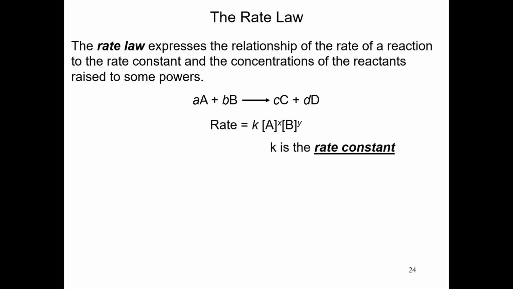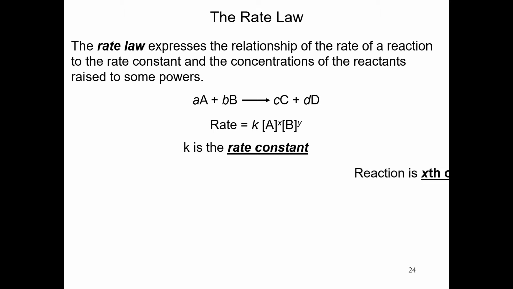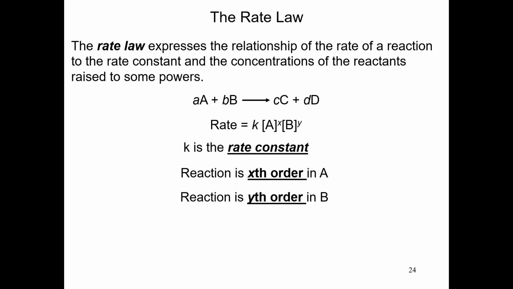Okay, so let's see what these things are. k is the rate constant. And when we look at the rate in terms of A, we say that the reaction is of the xth order in A. Why? Because that is the exponent we have with the molarity of A. We could also say that the reaction is of the yth order in B, because that is the exponent that we have for the molarity of B.